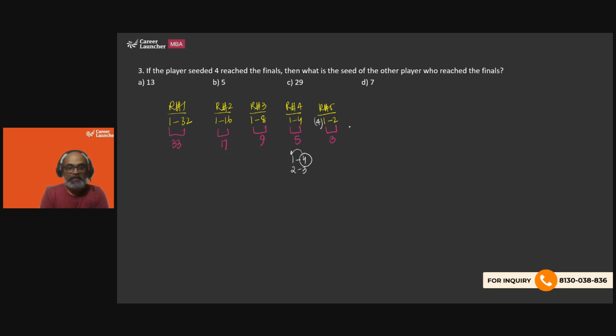So between 2 and 3, one of the players will be here. So 2 plus 3 is 5. We are done with the previous sum. Now let's look at 9. 2 plus what is 9? It's going to be 7. 3 plus what is 9? It's going to be 6.